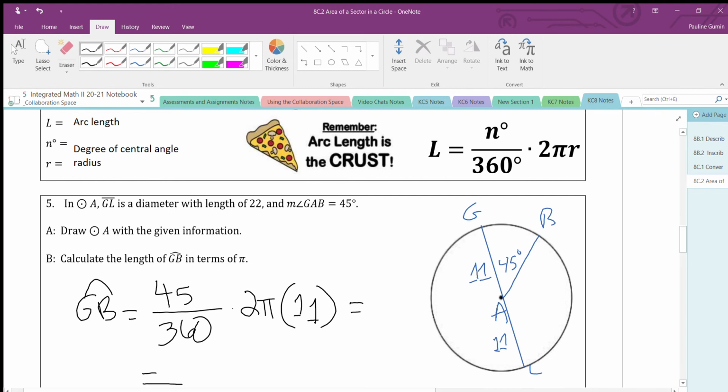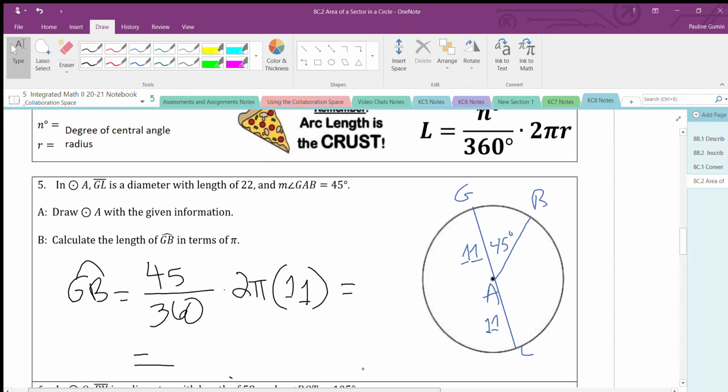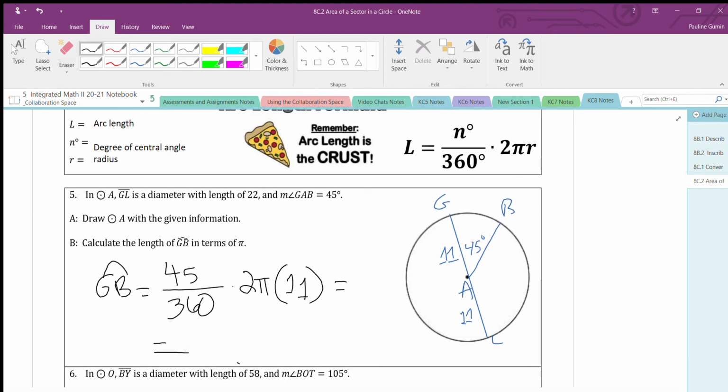I'd like this in terms of pi, so once again, in my calculator, I did 45 divided by 360, enter, then I did times 2 times 11, and what I got was 2.75, and pi tagged along. And that would be the arc length of GB. Let's try another one of those.